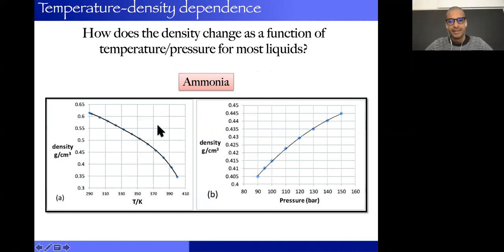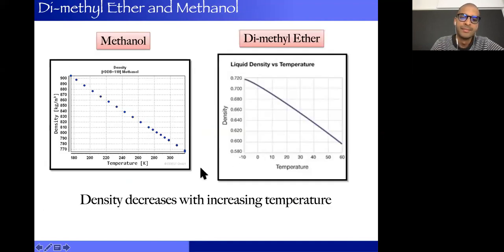Our intuition tells us that as you take a liquid and you increase the temperature, the density should decrease, right? And that's what happens in ammonia, methanol, dimethyl ether. This is just another liquid, don't worry about the chemistry here. So most liquids, as you increase temperature, the density decreases.